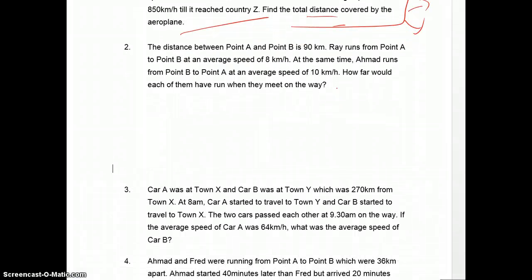Now, just a quick explanation of what to do. Usually for this question we will do it in the speed timeline. A and B are 90 kilometers apart. Ray runs from A to B at an average speed of 8 kilometers per hour. At the same time, Ahmad runs from B to A at an average speed of 10 kilometers per hour. How far will each of them have run when they meet along the way?